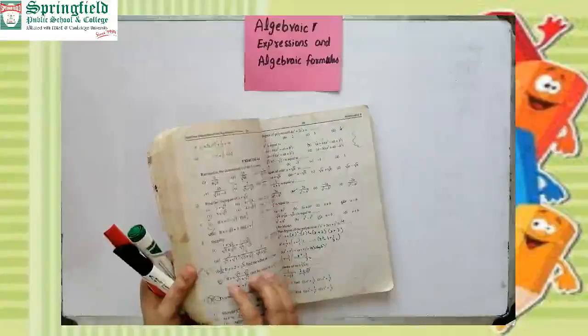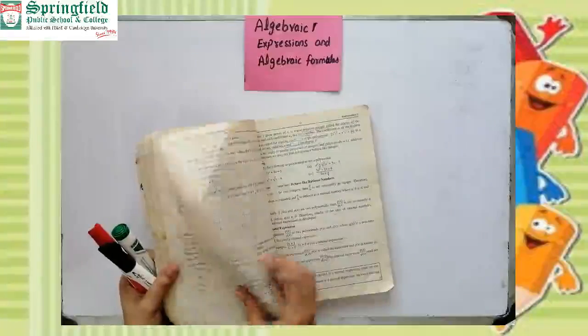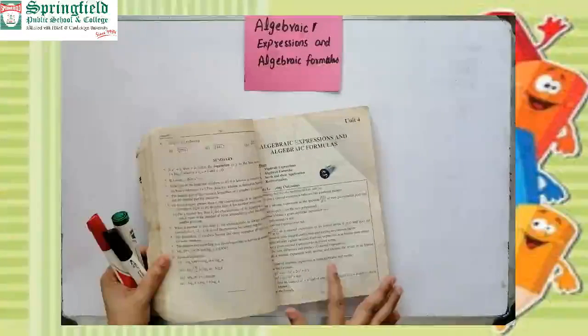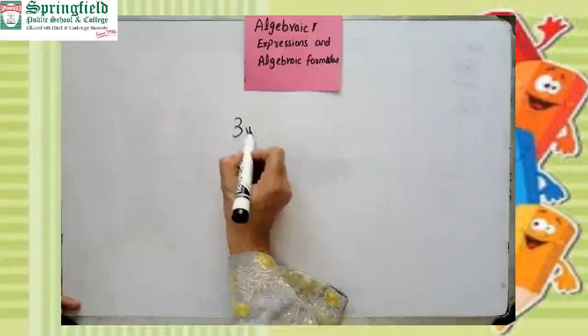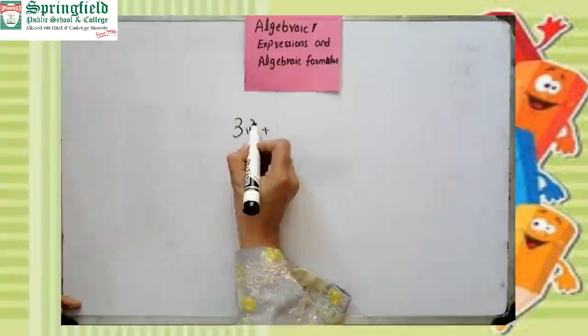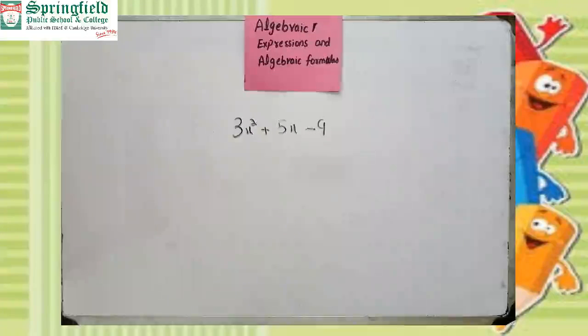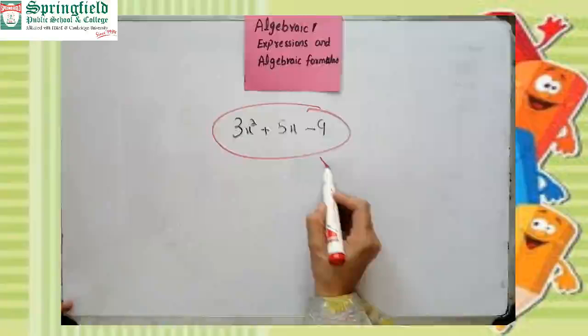turn to page number 75, unit 4, algebraic expression and algebraic formula. First I will tell you which type of expression is called an algebraic expression. You have to see an expression like this: 3x square plus 5x minus 9. In the previous classes, yes, this expression is called an algebraic expression.